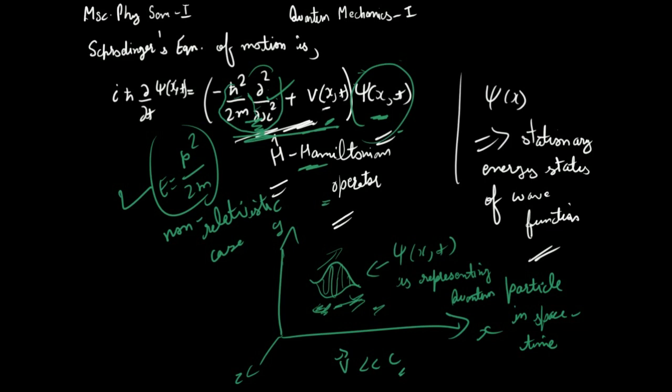And on the left hand side, we have i h cross del by del t of psi(x,t). This is the time evolution of the wave function: how the value of the wave function will change with respect to time as the time passes. So this is pretty much the concept about this Schrodinger equation. Let me just take it down.